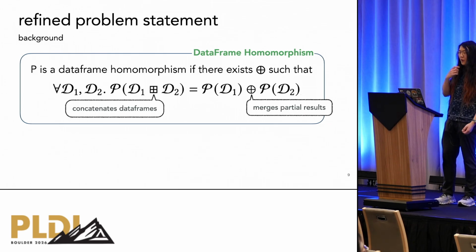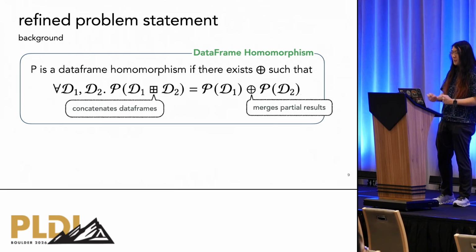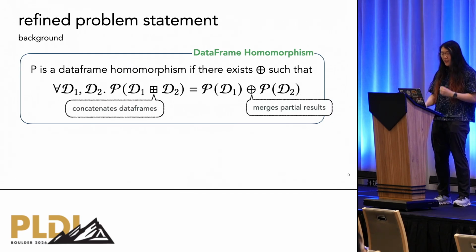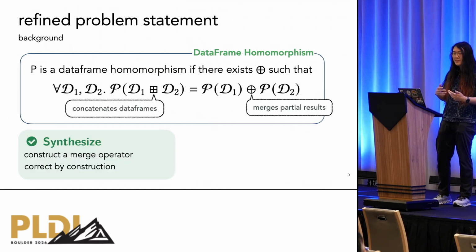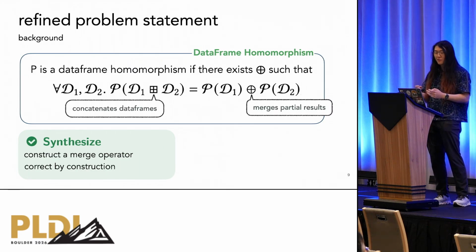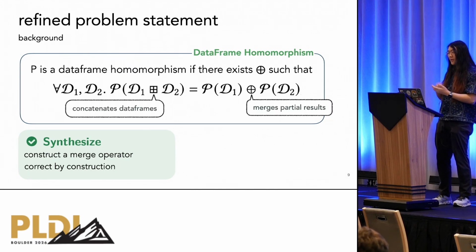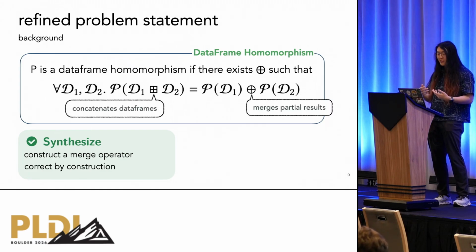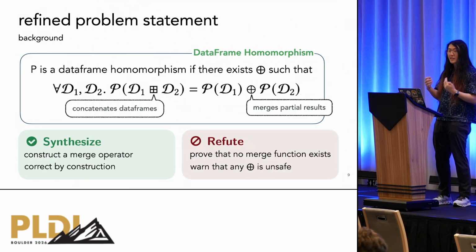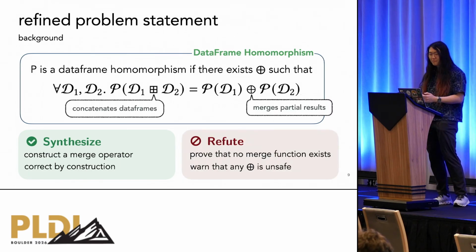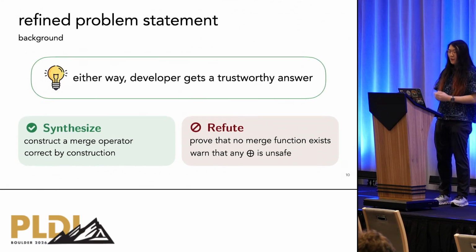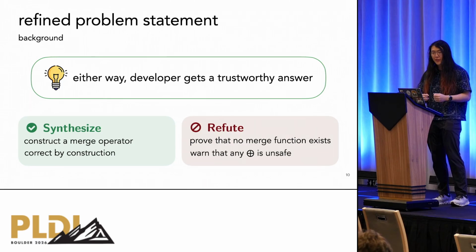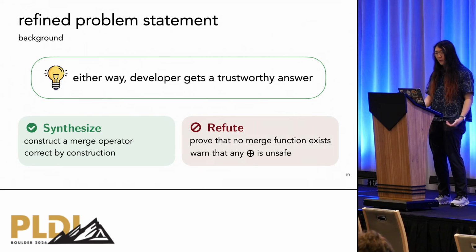So in this work, we wanted to solve this problem. Given a UDF-P, we wanted to see if the UDF-P is a data frame homomorphism, then we wanted to synthesize a merge operator that serves as the witness of the homomorphism property. On the other hand, if P is not a data frame homomorphism, we want to prove that no merge function exists, and we will warn the user that if they write any merge operator, that is unsafe. Either way, the developer gets a trustworthy answer so that we can better assist them in writing custom aggregations.